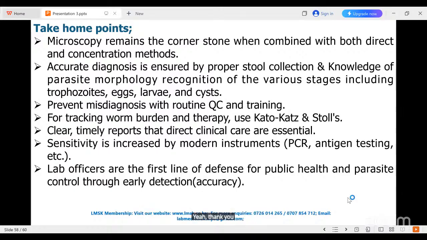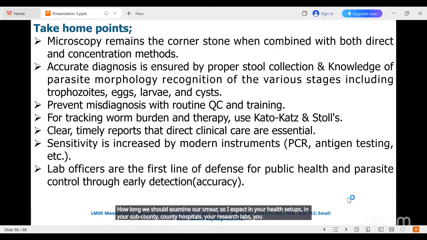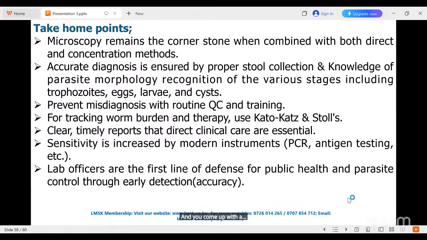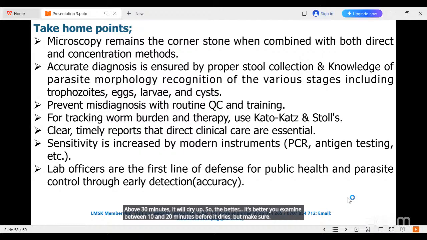Thank you. Another question from Anonymous, asking, kindly repeat again the length of time one slide should be examined. We examine a slide for between 10 and 30 minutes. The WHO has not exactly defined how long we should examine a smear. So I expect in your health setups, in your sub-county, county hospitals, your research labs, you set up your turnaround time and you come up with a time limit for examining a slide. But remember, if you delay examining a slide for above 30 minutes, it will dry up. So it's better you examine between 10 and 20 minutes before it dries. But make sure you examine it thoroughly so that you go through all the fields and don't miss a diagnosis.